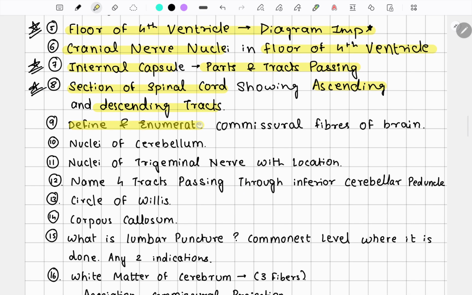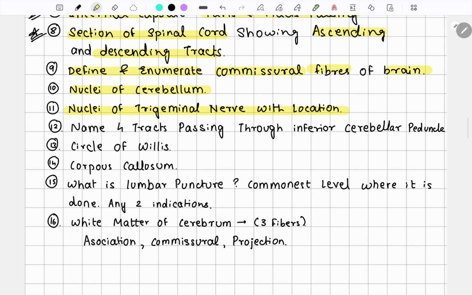Then define and enumerate commissural fibers of brain, nuclei of cerebellum, nuclei of trigeminal nerve with its location. Then name 4 tracts passing through inferior cerebellar peduncle, circle of Willis. This is a very important SAQ which can be asked in exam. Corpus callosum, this is also an important SAQ which can be asked in exam.